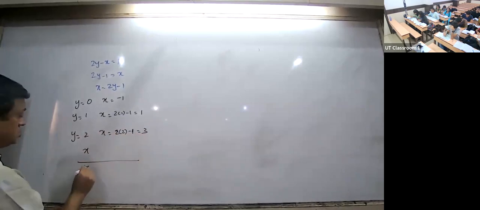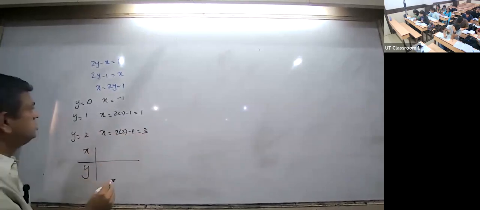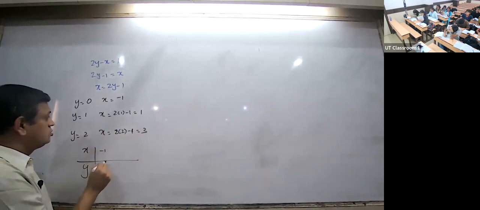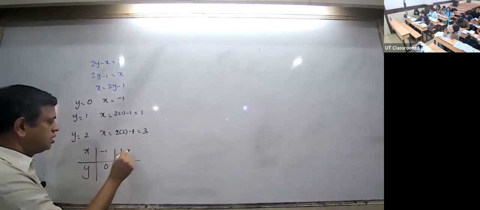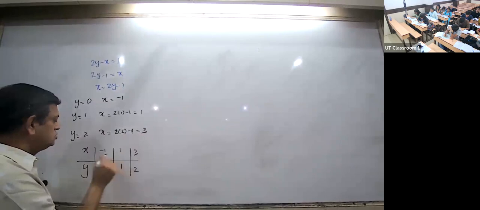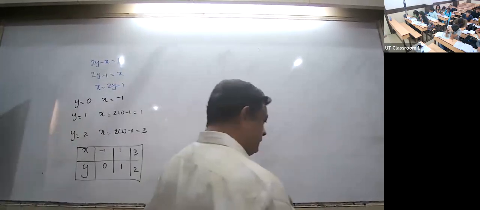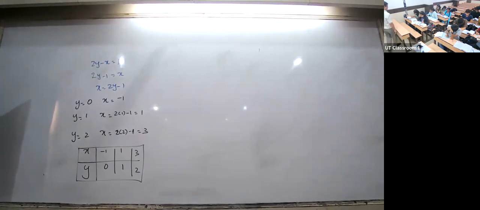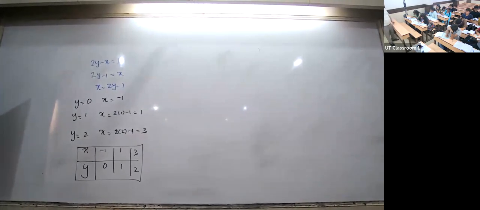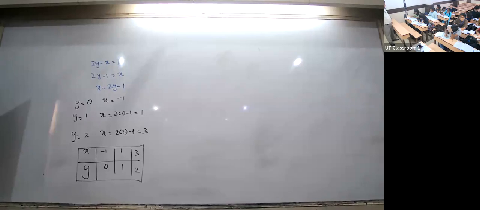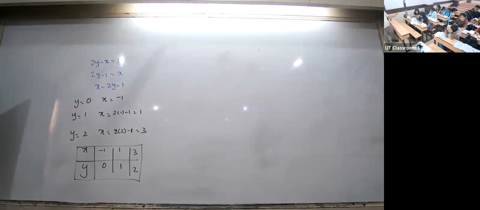Values x, y. Correspondingly, x is minus 1, y equal to 0. X is 1, y equal to 1. 3, 2. Check the values. All will satisfy the equation. If you got some other values, there is no problem.